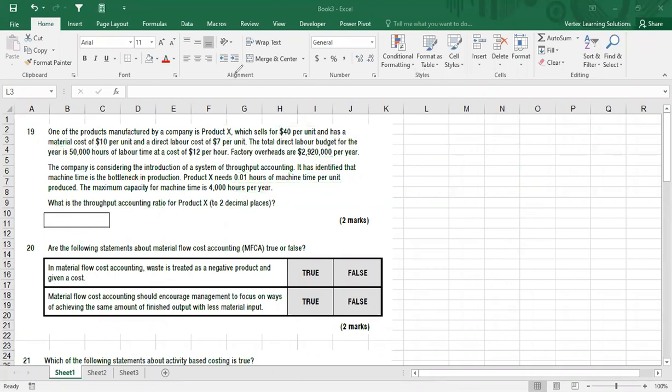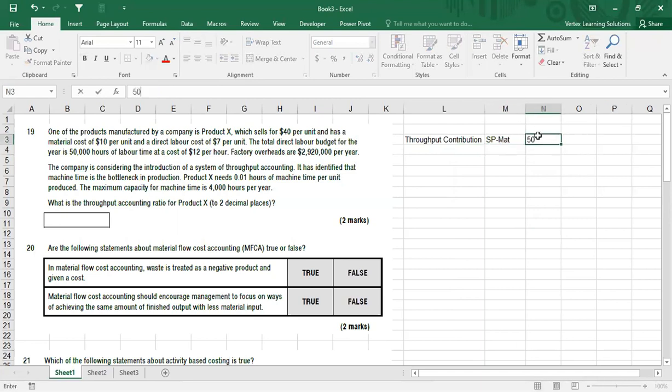Okay, we need to calculate the throughput accounting ratio. The first thing you do for the throughput accounting ratio is calculate your throughput contribution. So what is your throughput contribution? We know that it is always selling price minus material cost, okay? Because material is the only variable cost. And my selling price is 50, material cost is 10, so I can call it 40. No, it is not 50, I'm sorry, it is 40 minus 10, so it is 30. So my throughput contribution is 30, which means that each unit is giving you $30.